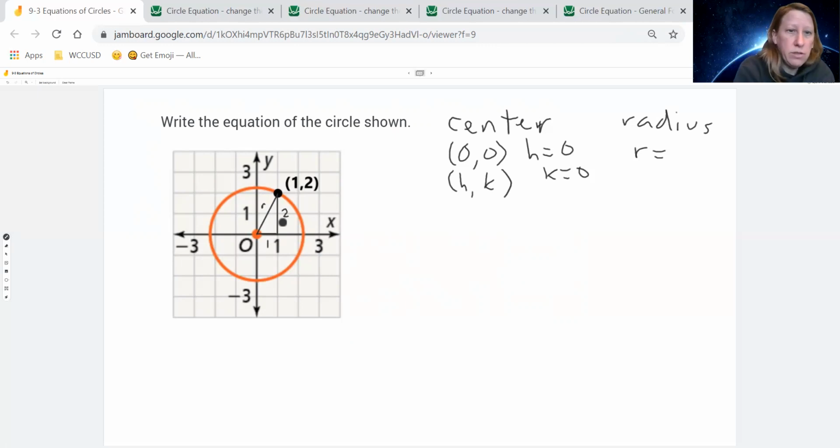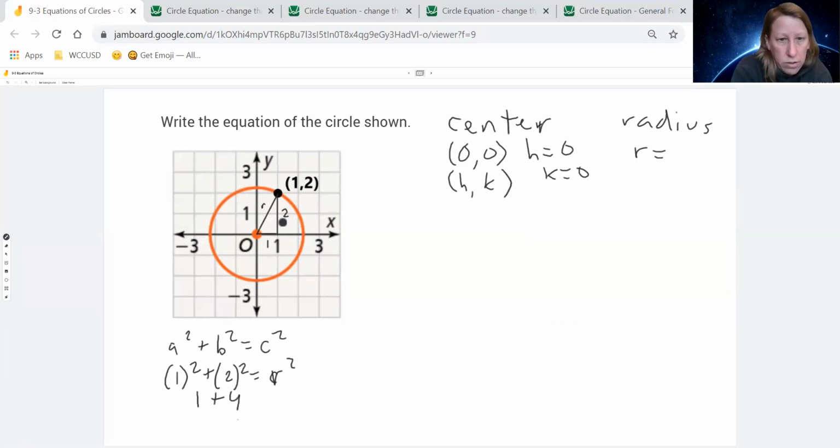Maybe I'll just do it over here. I got a teeny tiny right triangle. I'm going to use my right triangle theorem. I have a 1 squared, I have a 2 squared, and that's going to equal my radius squared. So 1 plus 4 is 5. Radius squared is 5. And if I want the actual radius, it's the square root of 5. So this is the square root of 5, which means this is also the square root of 5, and this is also the square root of 5.